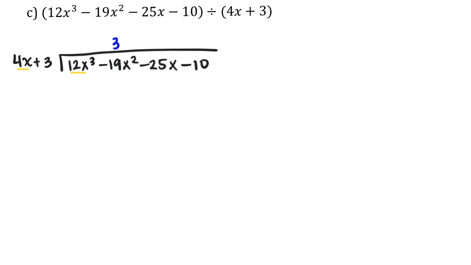Okay, I like to line it up above the like terms. It just helps me figure out when I get to the remainder. You can line it up wherever you would like. Okay, let's multiply it. This times this. So 3x squared times 4x is 12x cubed. 3x squared times 3 is 9x squared. Okay, good. Subtract down.